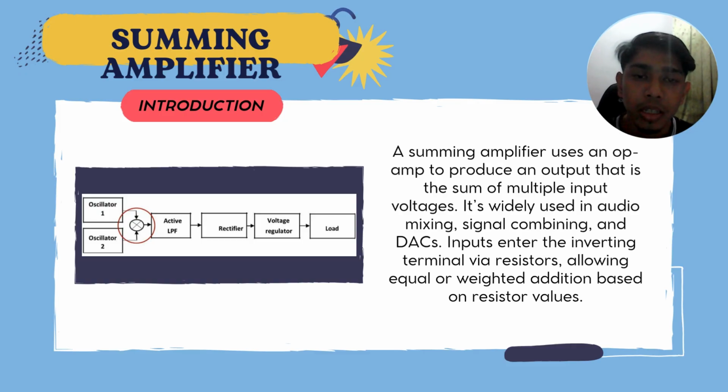Summing amplifier. A summing amplifier uses an operational amplifier to produce an output that is the sum of multiple input voltages. It's widely used in audio mixing, signal combining, and DAC. Input goes into the inverting terminal via resistor, allowing equal or weighted addition based on resistor value.